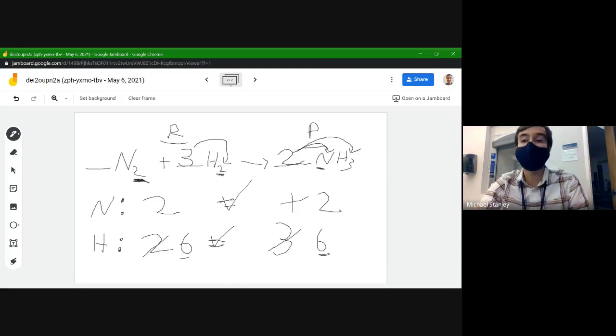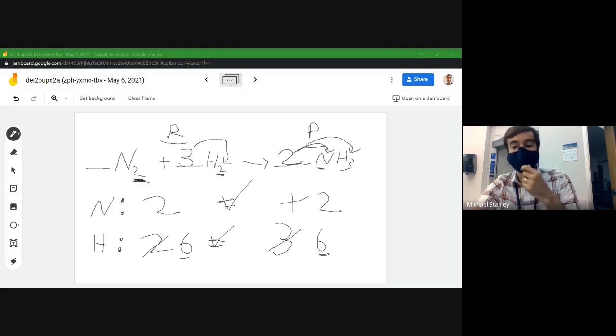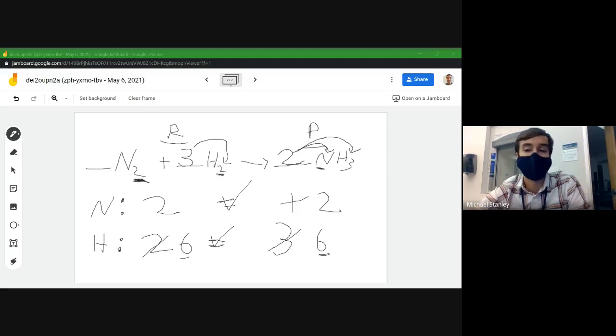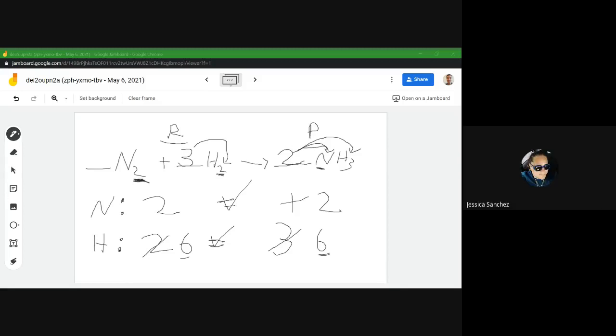All right. Anybody have any questions about this example? Anything where you're not really sure where any of these numbers came from or how we figured out the coefficients that we're going to need? How did you get 6?